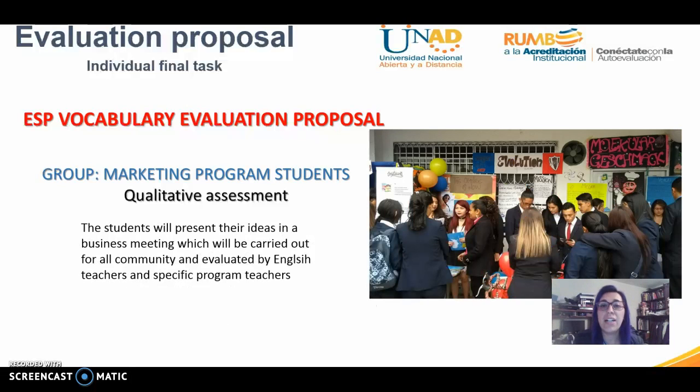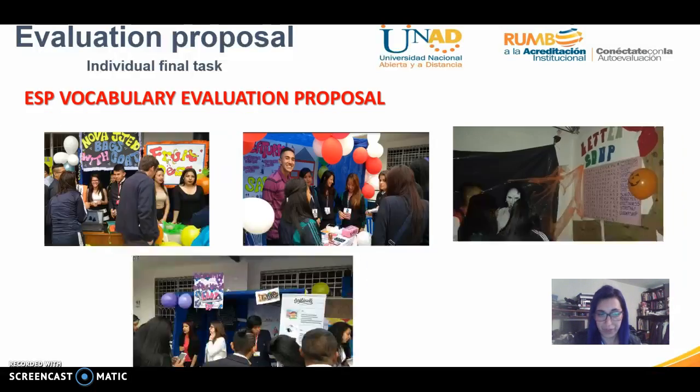So the idea to assess this activity is to create a business meeting where they are going to present all the products, and they are going to tell us the mission, the vision, and the objectives of the products, and how they can offer these products to people. So it is a really interesting activity we can assess.